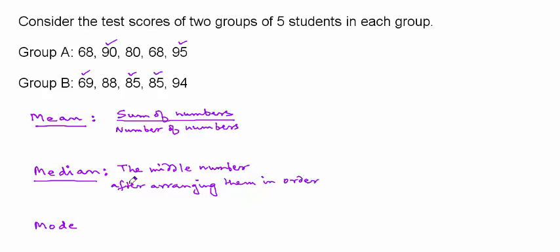So if you want to find the median, your first job is to arrange the set of numbers either from smallest to largest or largest to smallest, and then go on to pick the middle number. The mode of a set of numbers is the number that occurs or appears the maximum number of times on that list, on that set.